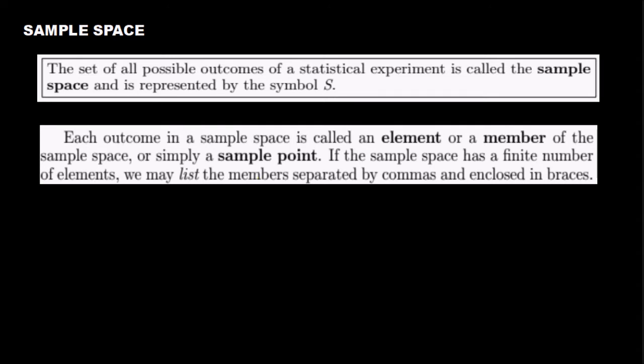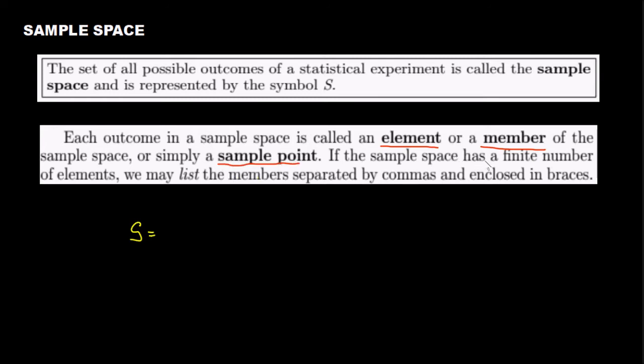So now we will be discussing the sample space. The set of all possible outcomes of a statistical experiment is called the sample space and is represented by the symbol S. Then each outcome in a sample space is called an element, or a member of the sample space, or simply a sample point.